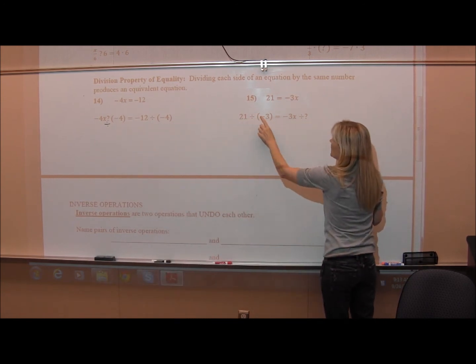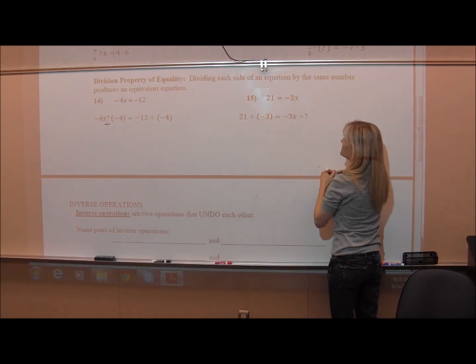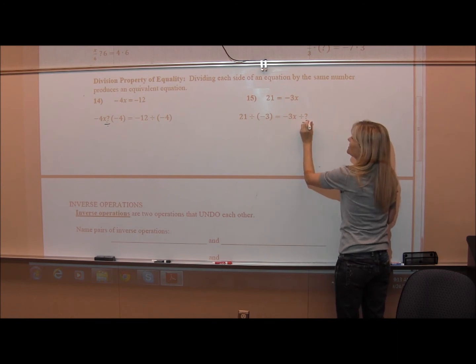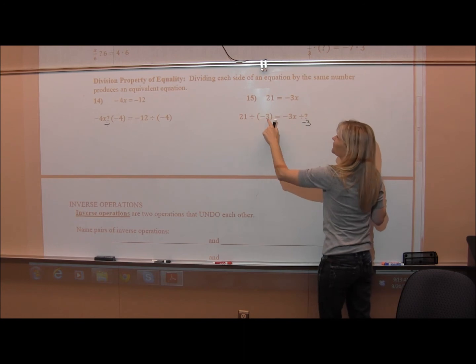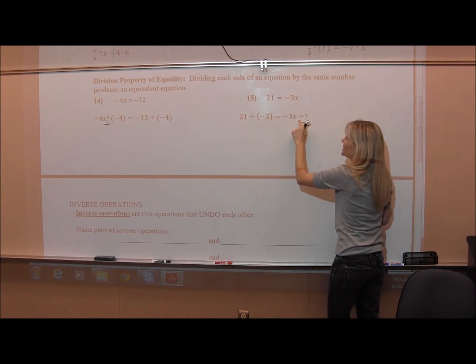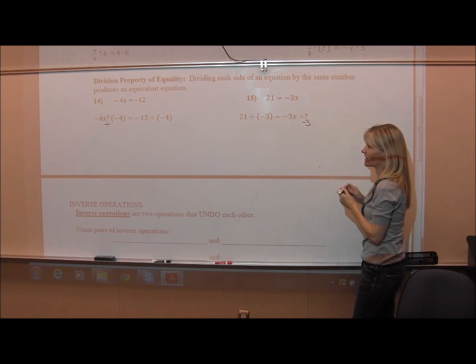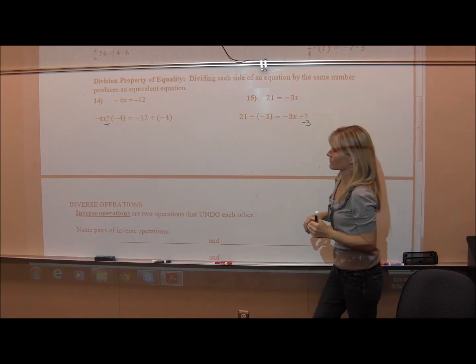Okay, so 21, so here we're dividing both sides by -3. So all they want to see is that you are dividing this side by -3. If you're dividing by -3 on that side, then you're dividing by -3 on this side. Okay?